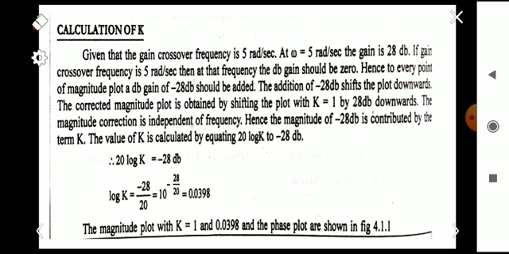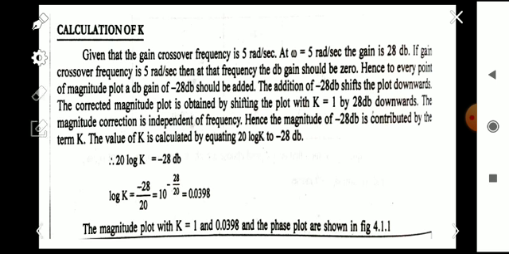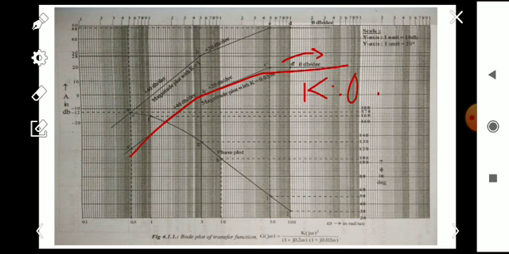The magnitude correction is independent of frequency, so we write the equation as 20 log k equal to minus 28 decibel, that is, we have reduced the value by 28 decibel. So 20 log k will be equal to minus 28, and from that the value of k will be obtained. It is 0.0398. You just have to write the value of k corresponding to this plot, k equal to 0.0398. So that is the final figure.